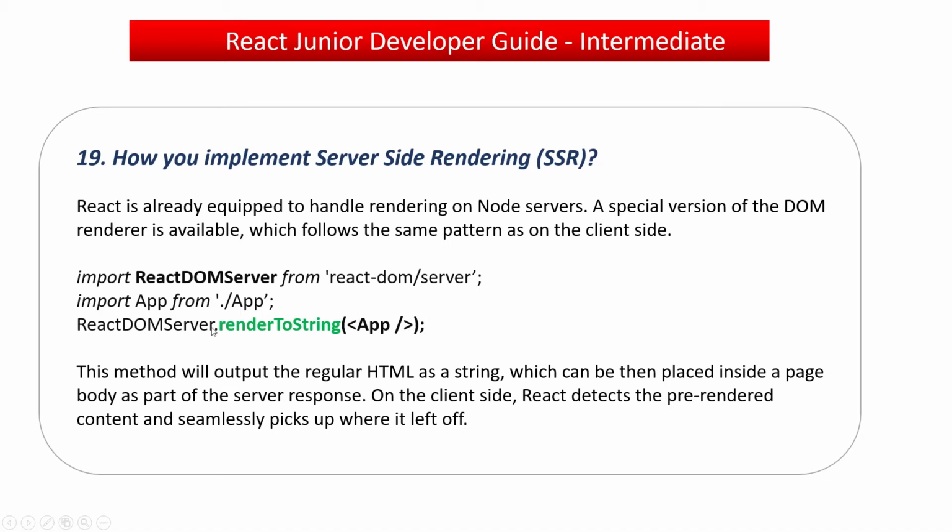So that's why React DOM/server is important, to call the renderToString function, so that we can do server-side rendering. This method will output the regular HTML. What we have in the app.js is actually the normal JSX and the HTML things. So those methods will output the regular HTML as a string, which can be placed inside a page body as part of the server response. On the client side, React detects the pre-rendered content and seamlessly picks up where it left off.